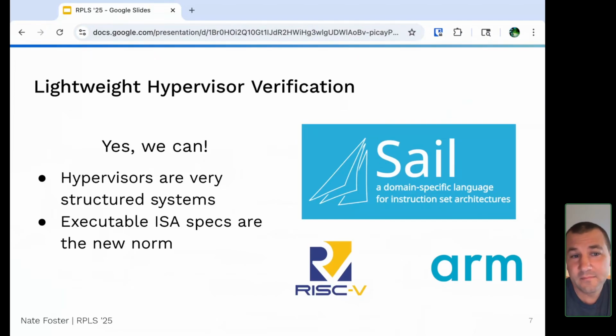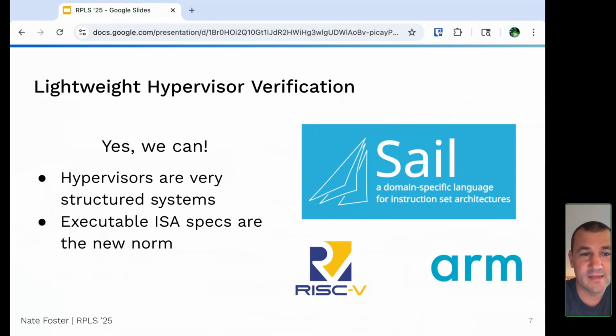And second, although again, most of the complexity comes from the hardware, we can leverage all the great work that's been going on in this community. And in particular, Peter's group at Cambridge has been developing this system called SAIL, which is a DSL for writing down specifications of instruction sets.